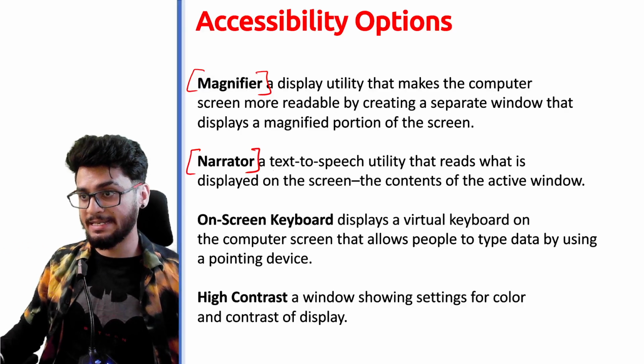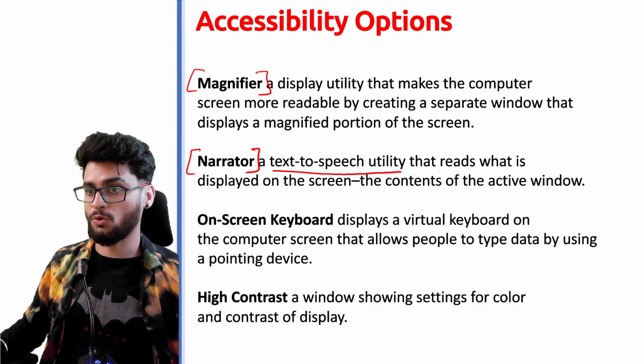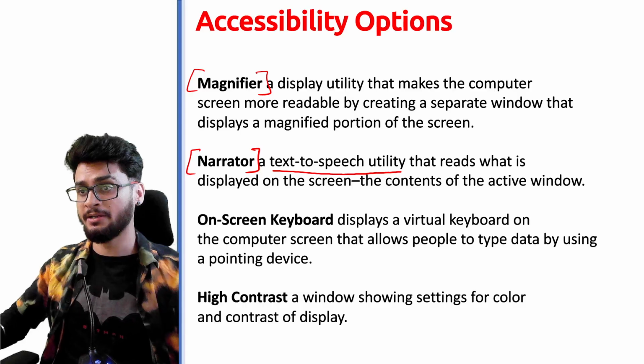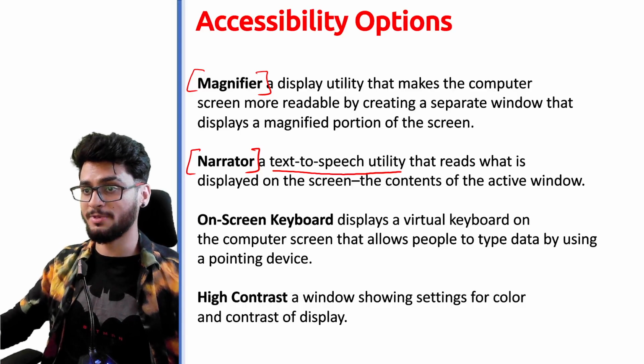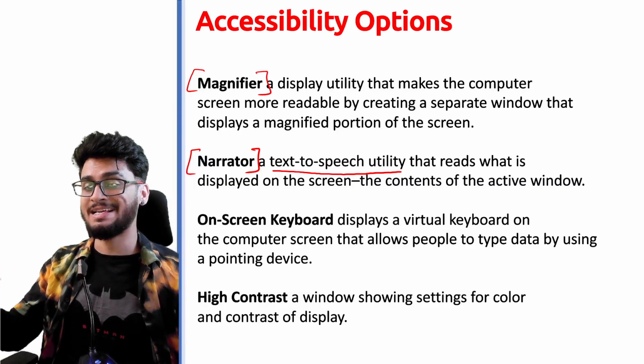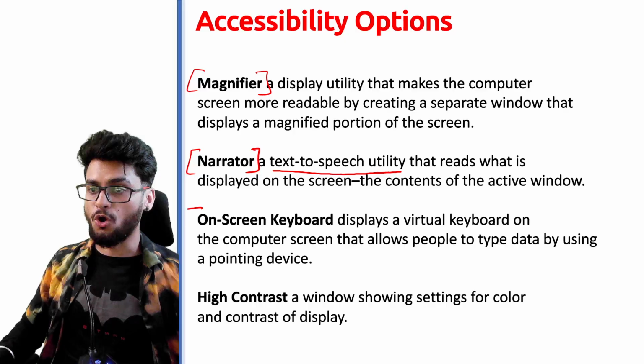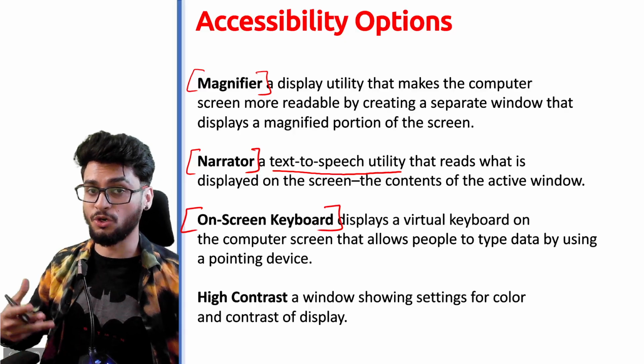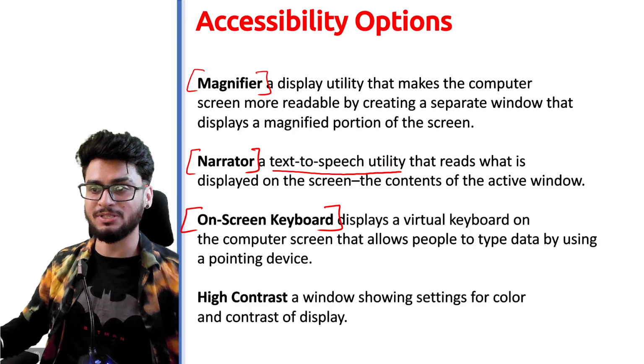Narrator is a text to speech utility. Now आपकी स्क्रीन पे जो भी टेक्स्ट आ रहा है उसको कन्वर्ट करता है साउंड में so that you're able to hear it properly. Again, this is for people who are not able to see properly with their eyes. On-screen keyboard helps people who do not have a keyboard or who have difficulty in using the keyboard.